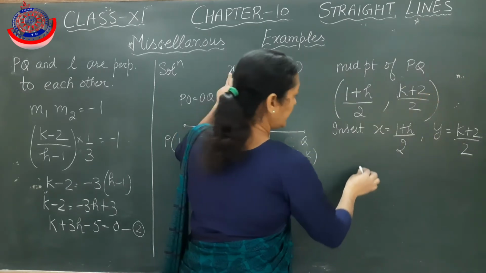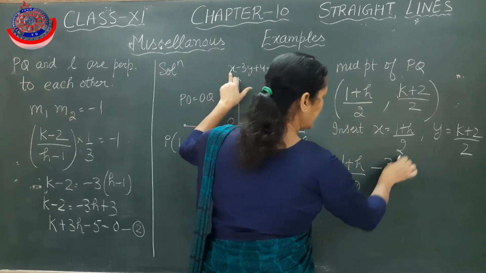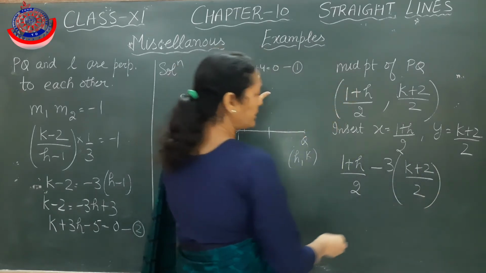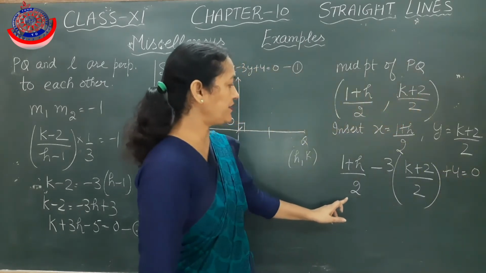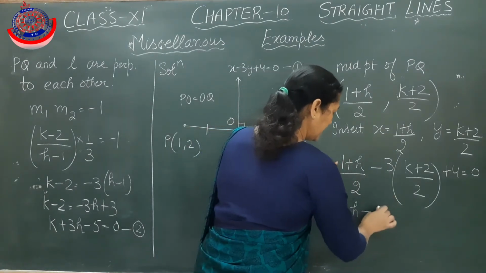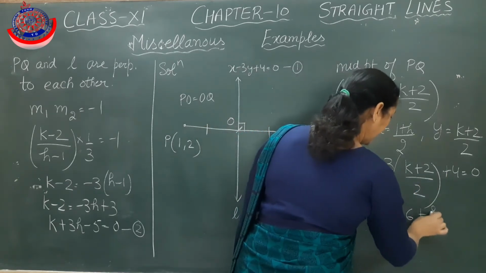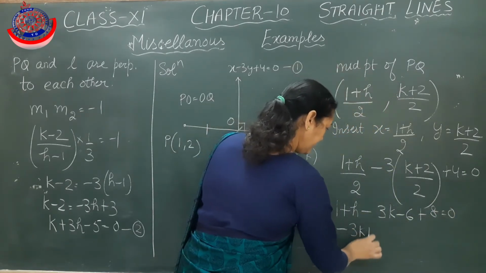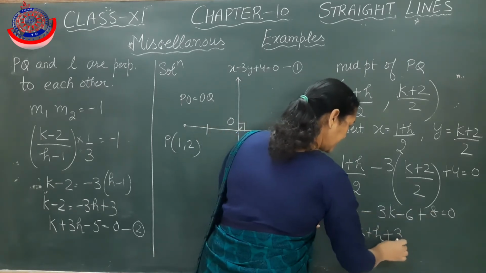We'll be having 1 plus h upon 2 minus 3 times k plus 2 upon 2 plus 4 is equal to 0. Now taking LCM, we have obtained 2 only. So we'll be having 1 plus h minus 3k minus 6, this 2 will come here, plus 8 equals 0. So what we have obtained? Minus 3k plus h, 8 plus 1 is 9, 9 minus 6 is 3, equal to 0.